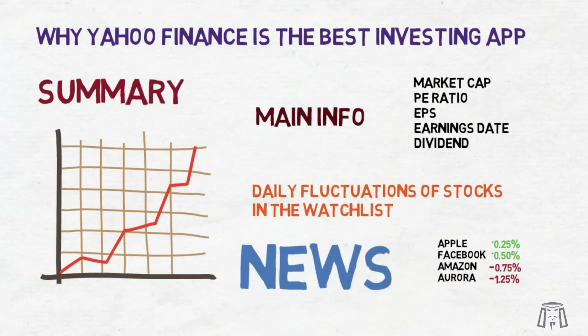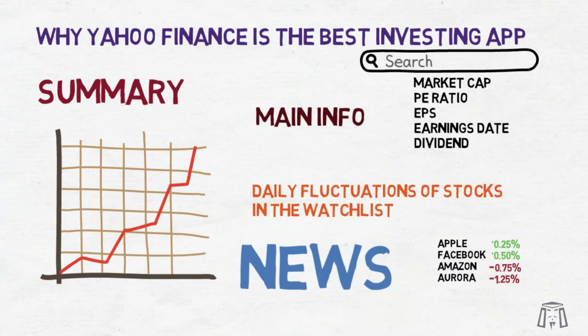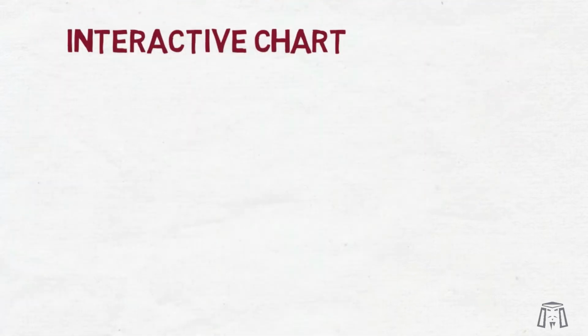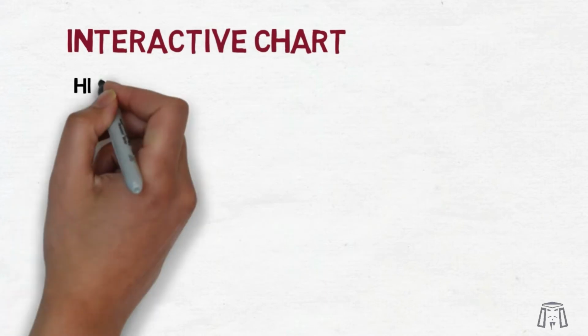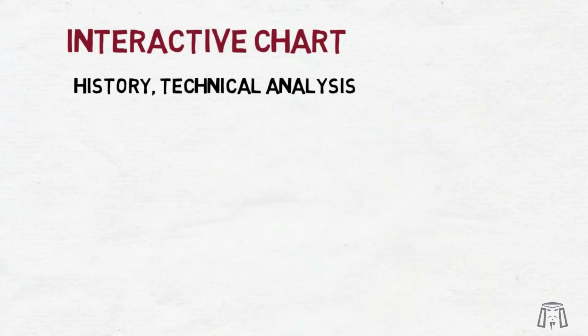News are fantastic here. You just scroll down and you find everything. In the top right there is the search bar where you can find any stock you want. Next section is the interactive chart. This is cool to look at historical data, and technical analysis if you want.